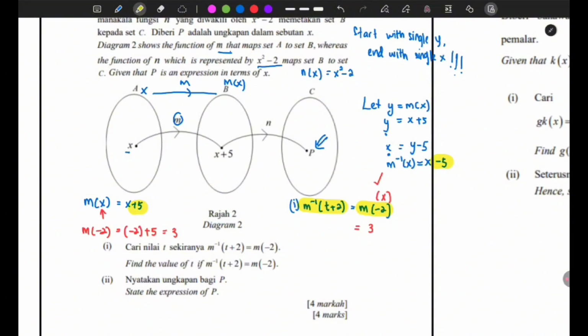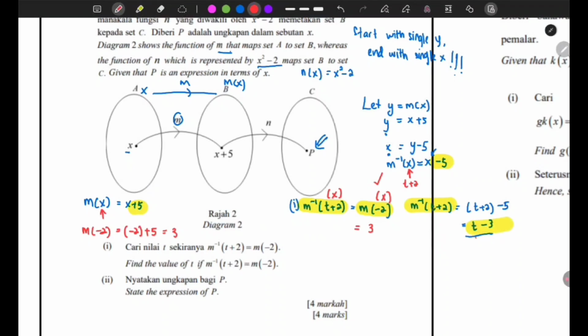So I find my inverse x, and now let's solve it. Remember I told you whatever inside the bracket actually represents the x. So now your x is not x anymore, it's t plus 2. So replace your m inverse t plus 2 here. Replace the x here also with t plus 2. And don't forget to minus 5. So 2 minus 5, you will get minus 3. Done. So my m inverse t plus 2 is actually equals to t minus 3.